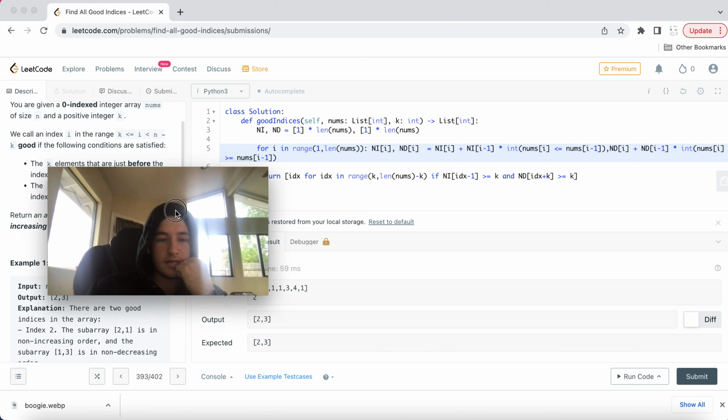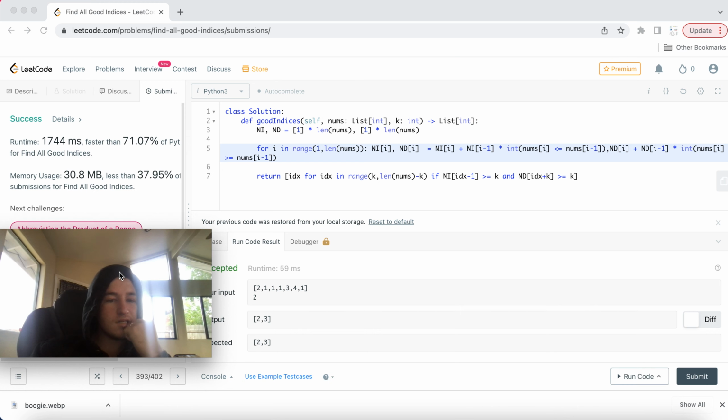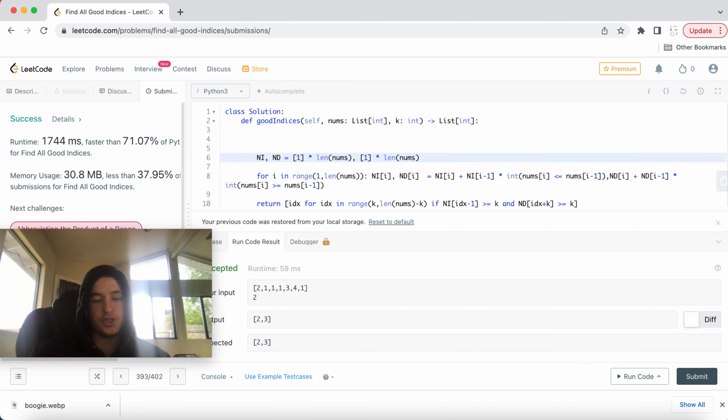Okay, and let's go ahead and submit that. And there you go. So what's the runtime of this, and what's the space complexity?